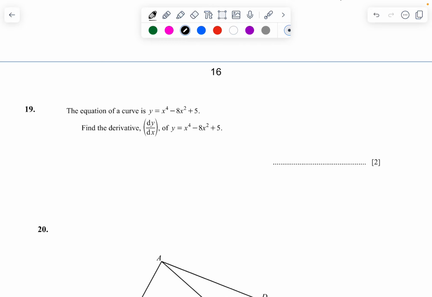Now, the equation of the curve is y equals x power 4 minus 8x squared plus 5. Find the derivative dy by dx. So which is 4x cube minus 16x plus 0.